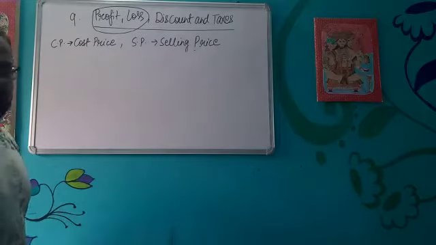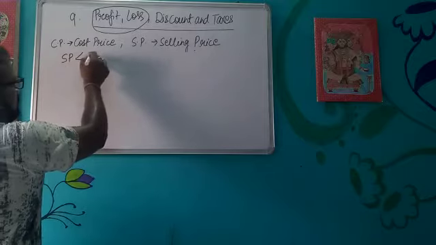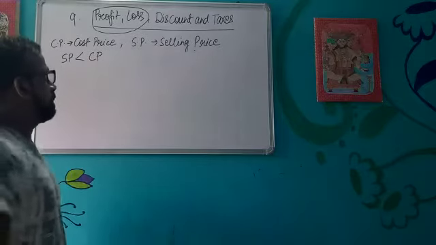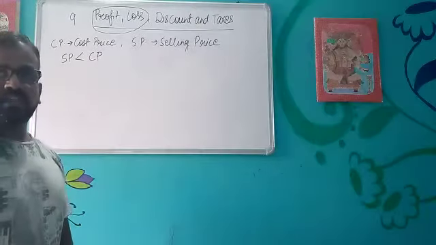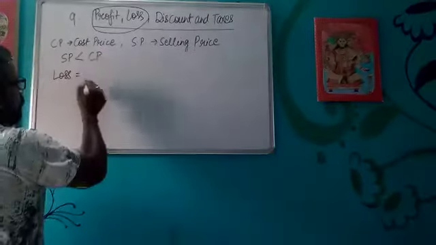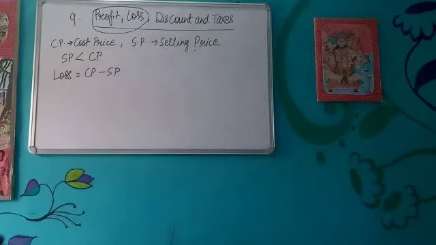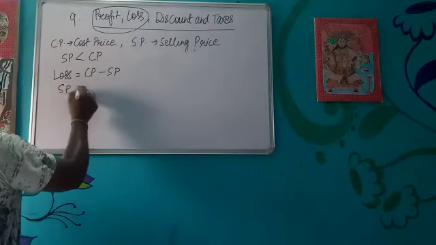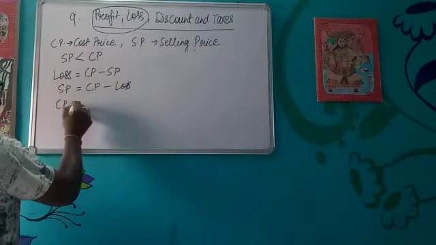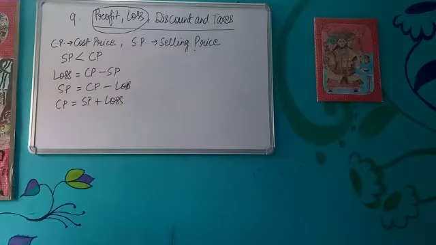So we have discussed profit. Now we will discuss loss. When SP is less than cost price, that means the price at which the article has been sold is less than the price at which the article has been purchased, in that case loss will occur. How will you calculate loss in terms of rupees? CP minus SP. Similarly, to calculate SP, you subtract loss from the CP, and to calculate CP, you add loss to SP.